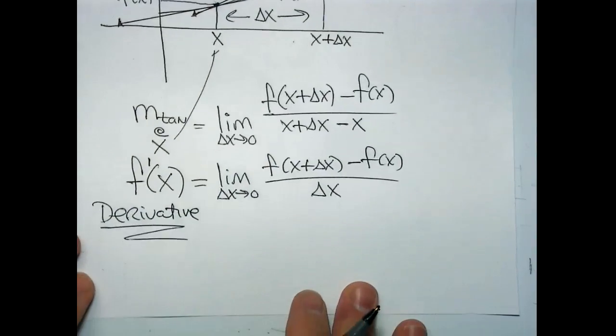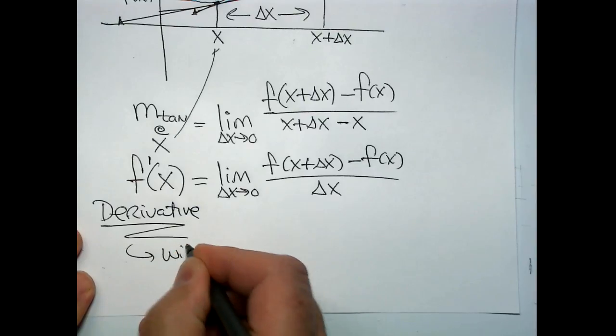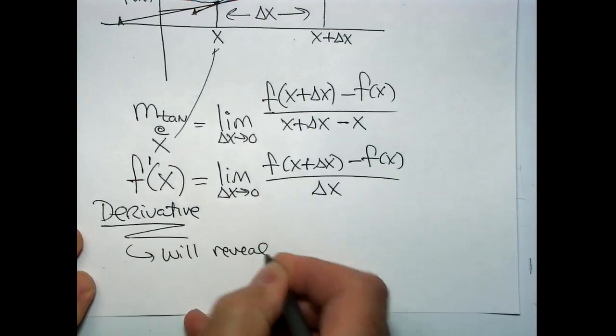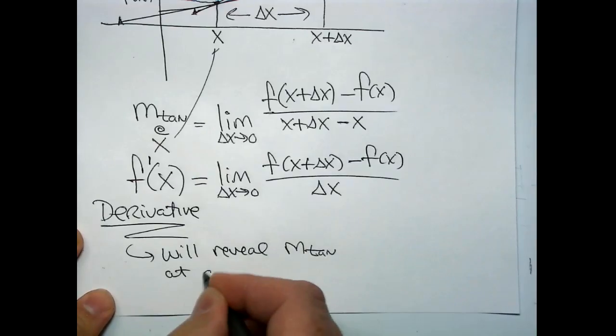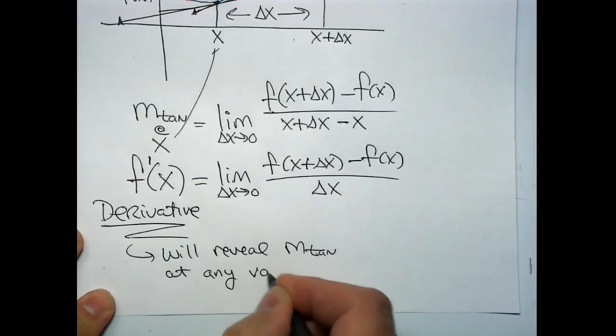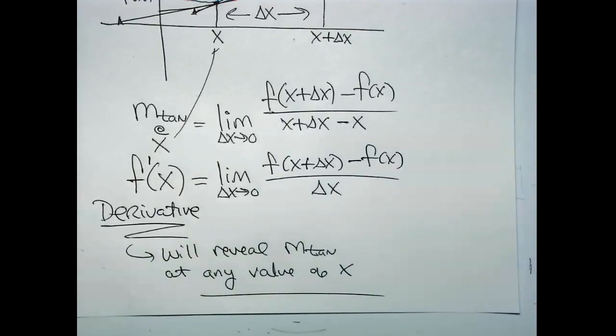Now the derivative has a job to do. The derivative will reveal the slope of the tangent line at any value of x. You can imagine the power of having such a function. Once you have it, you don't have to do any more calculus. You want the slope of the tangent line, use this new function. And it'll be an algebraic function in this case.